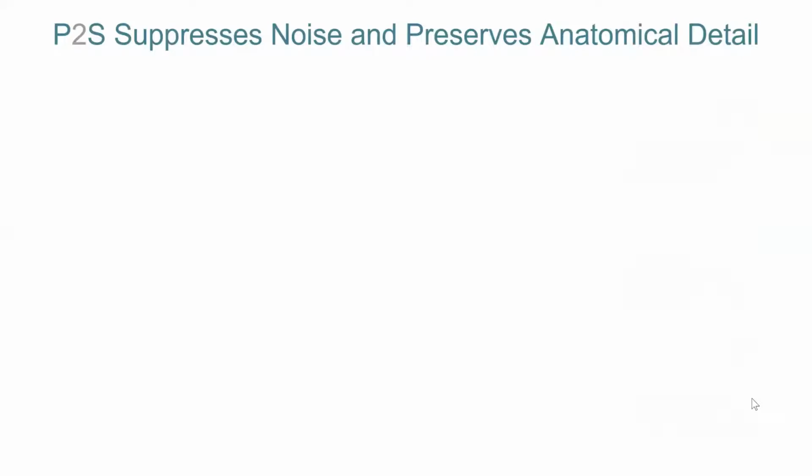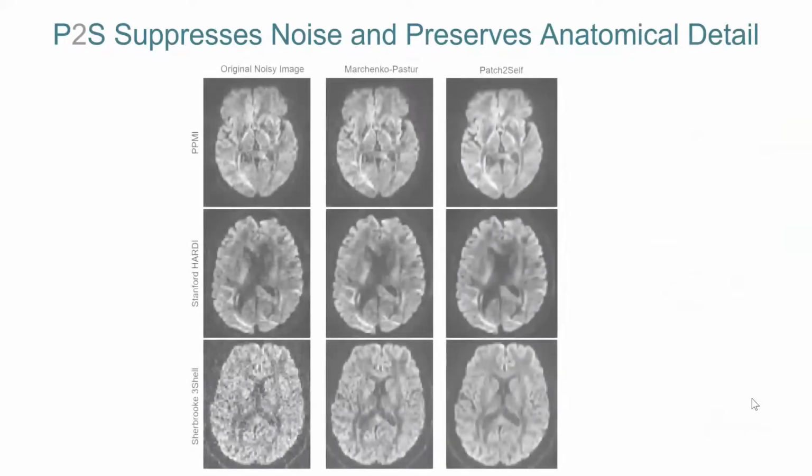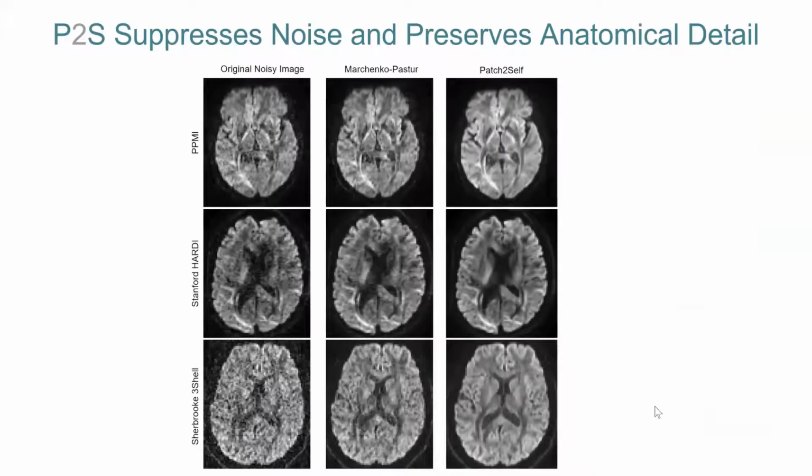Now let's also take a look at how it does on real data. So I've shown 3 different datasets here. First is the PPMI, which is the standard 64 gradient directions DTI protocol. Then this is the Stanford HARDI. It has 150 volumes, each at B value 2000. This one is at 1000, and this one is a multi-shell acquisition with B values up to 3500. And you can see that as the B value increases, the noise starts hampering the data a little more.